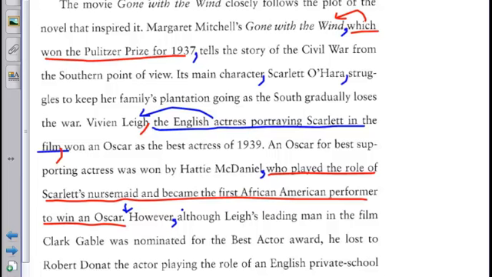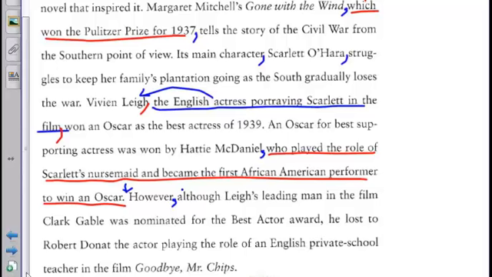Although Lee's leading man in the next film, Clark Gable, was nominated for the Best Actor award, he lost to Robert Donat, the actor playing the role of an English private school teacher. So this redescription of Robert Donat, it's redescribing a specific person, so it needs to get set off with a comma.